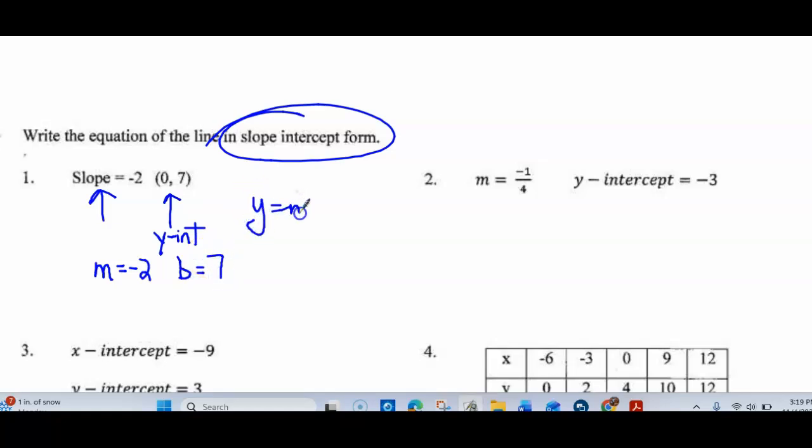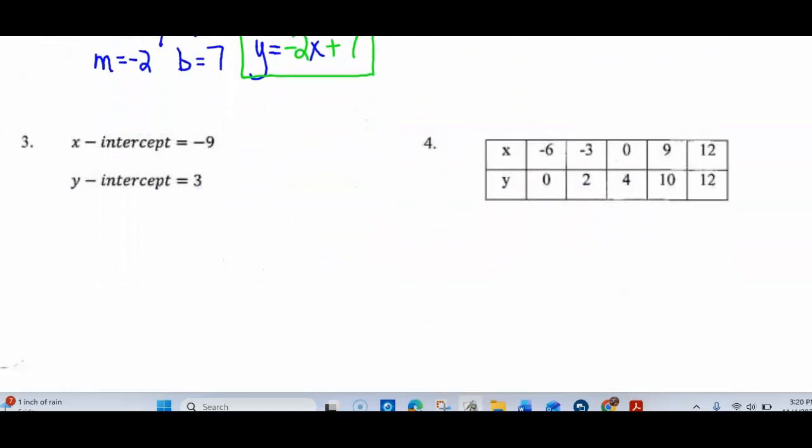Instead of y equals mx plus b, you're going to substitute the -2 in for m. And then you're going to substitute plus 7 for your b. And that's as simple as that. If you know a slope and you know a y-intercept, you just substitute it straight into y equals mx plus b. That's straightforward. Then I'm going to go down here to, let's say, number 4.